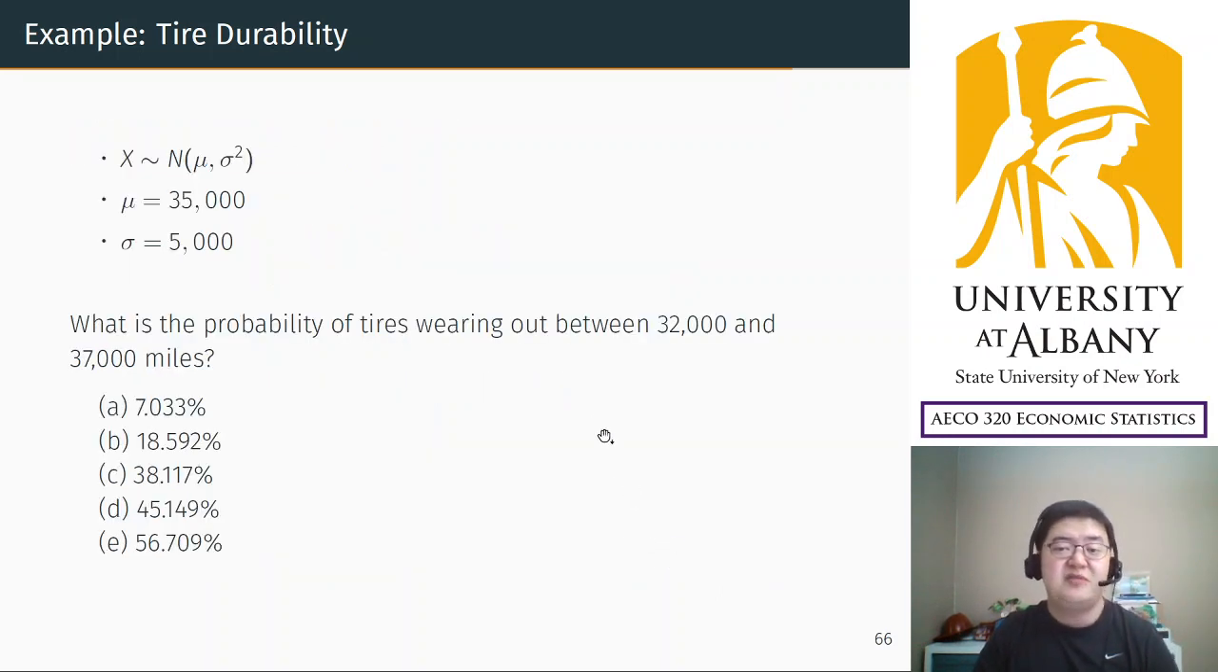Now do a similar question with different numbers. What is the probability between 32,000 and 37,000 miles? Try this. I want to give you a chance to exercise and just repeat what I have done and see if you can do this. Pause the video now and try it. I'm going to proceed. 1, 2, 3.